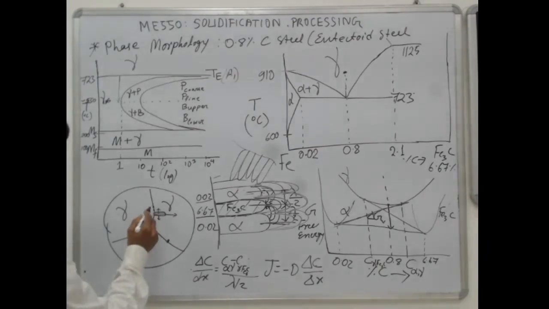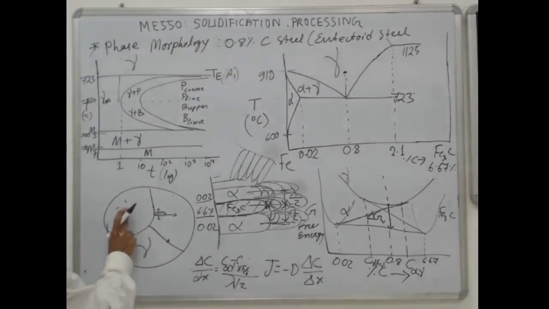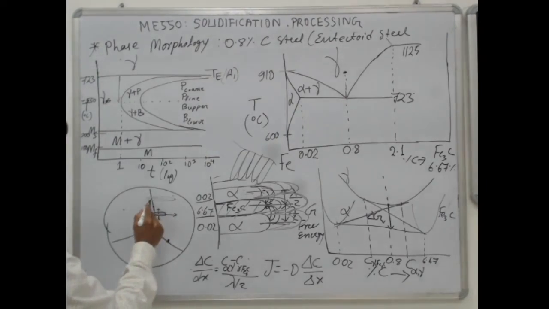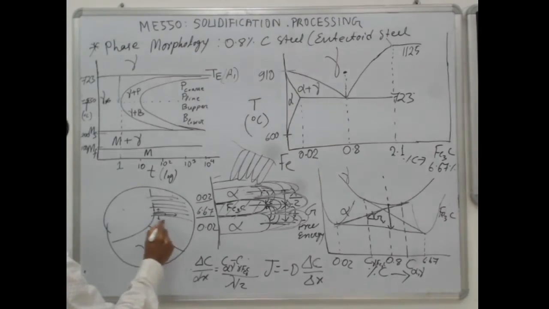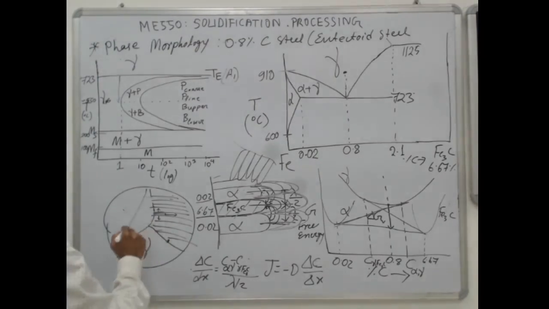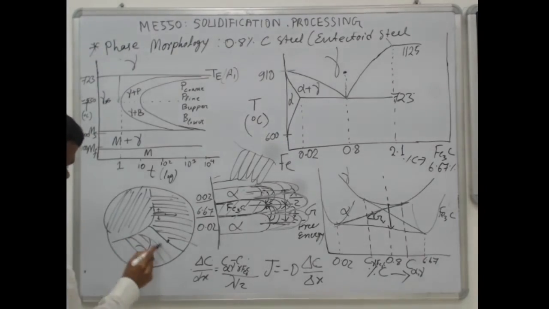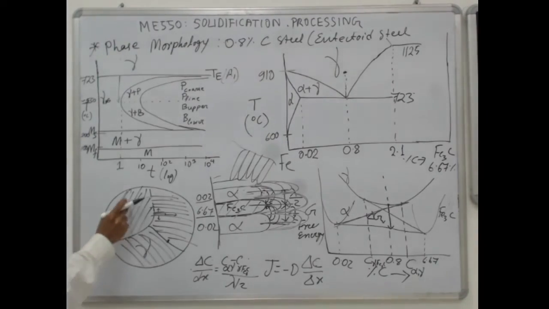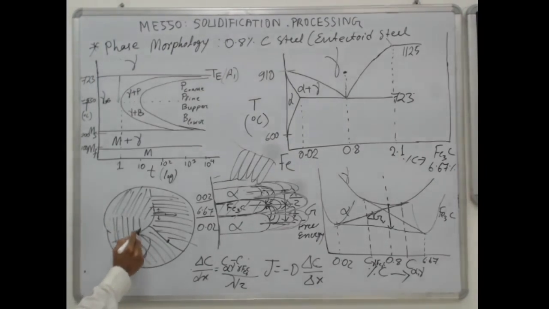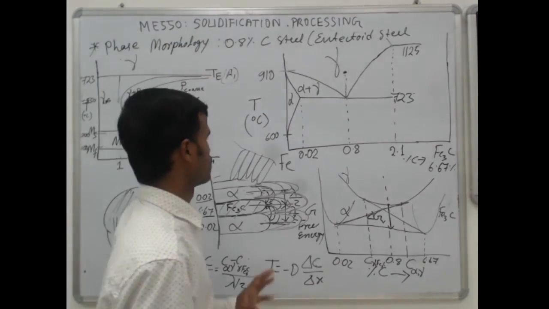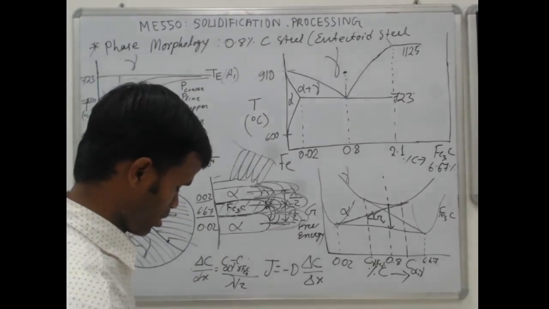So finally all the austenite will be converted into different layers of pearlite. Although these are shown as continuous, it will not be continuous. You can have it in this direction also. So this is called pearlite, a lamellar structure. This is the mechanism of pearlite formation.